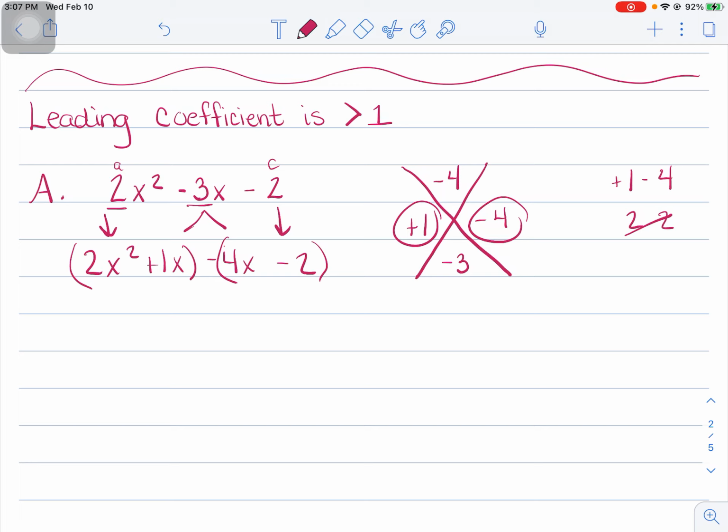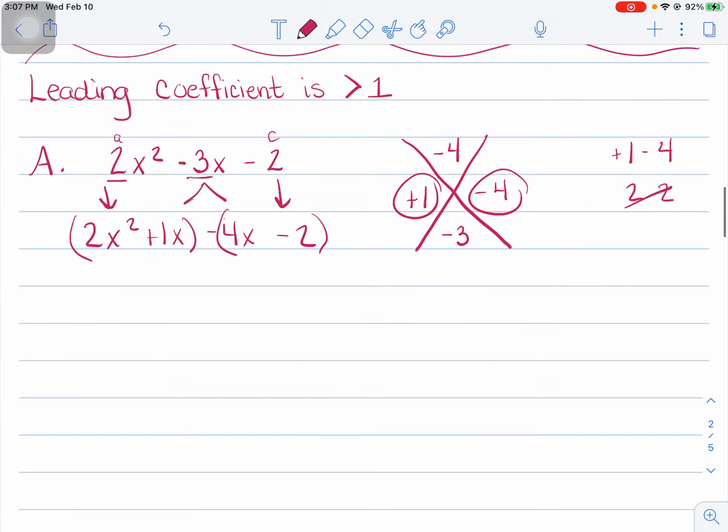Now you learned a little trick about the negatives. When you have a negative, you can go ahead and change that middle sign. I don't always do that. I just kind of check my signs, but if you're not comfortable checking your signs and worrying about it, you can use the little method that you learned.